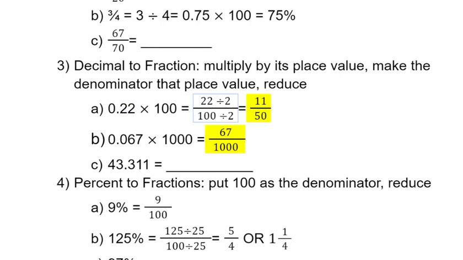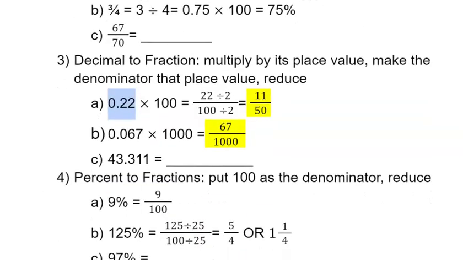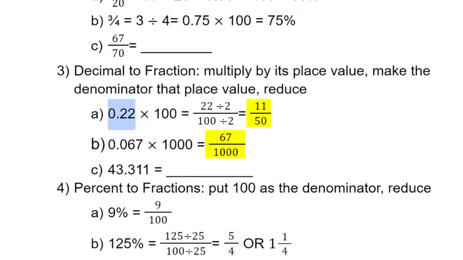Okay, so we're going to make the denominator, like I said, by that place value. And again, going back to the last part, we do reduce as much as possible. 22 over 100, they are both even numbers. They should be divisible by 2. 22 divided by 2 is 11, and 100 divided by 2 is 50. So our final answer is 11 over 50 because we can't divide those further by a number that divides into both.